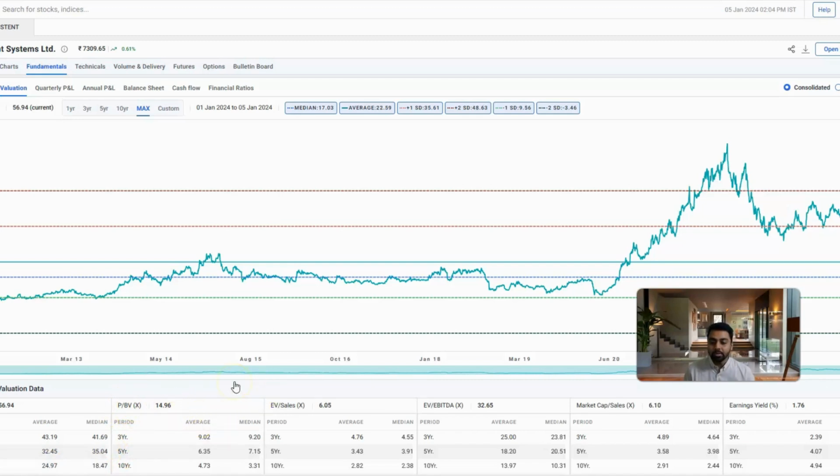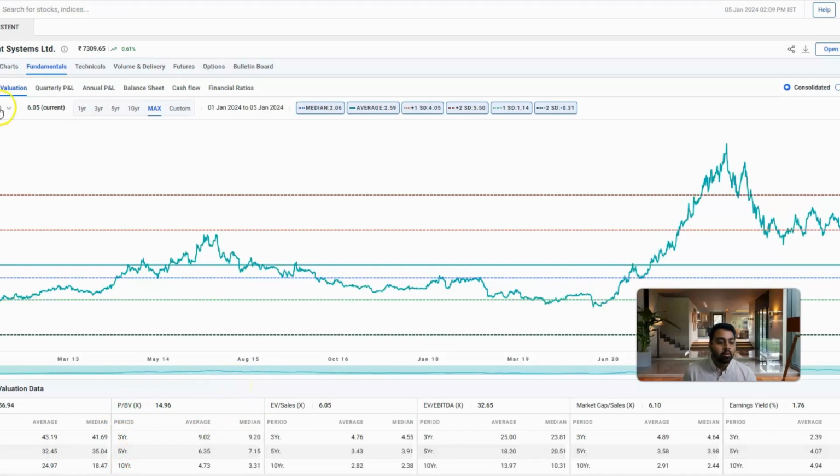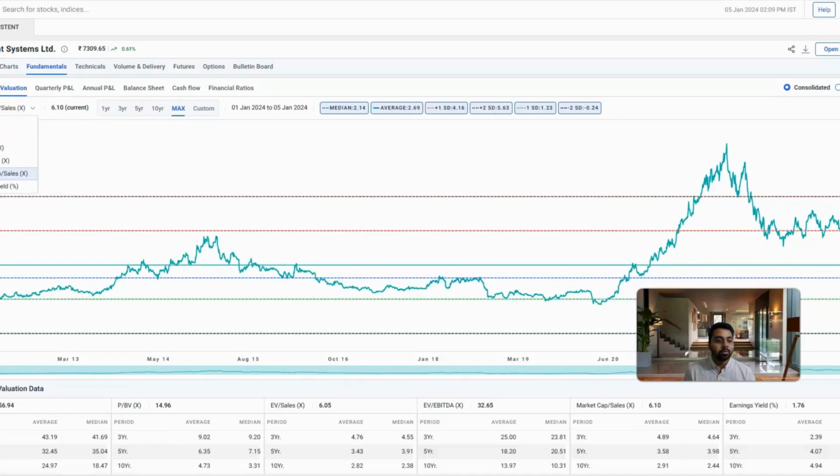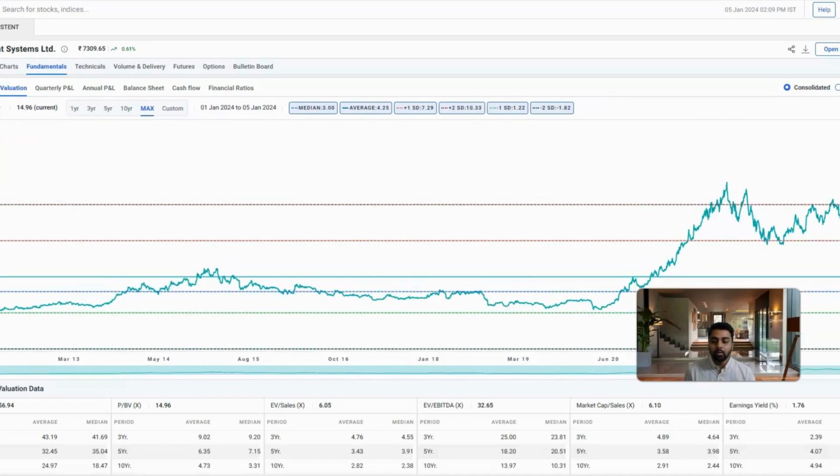So what I see over here is that on all the parameters, Persistent Systems is trading above the 2 standard deviation mark, right? Whether I go by EV to EBITDA, market cap to sales, price to book, or any of the valuation metrics. This makes me think, what is it that the market knows about this stock, why is it giving the stock higher multiples?